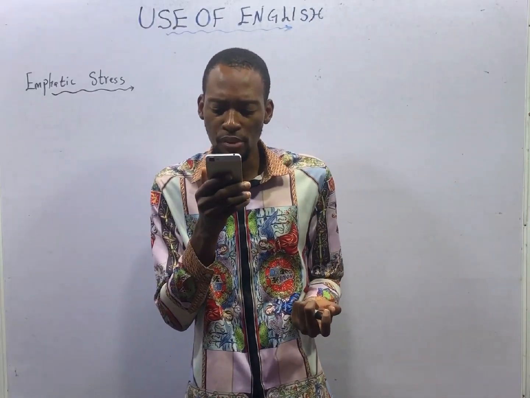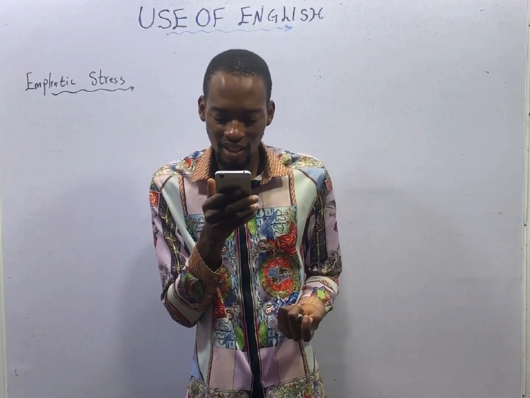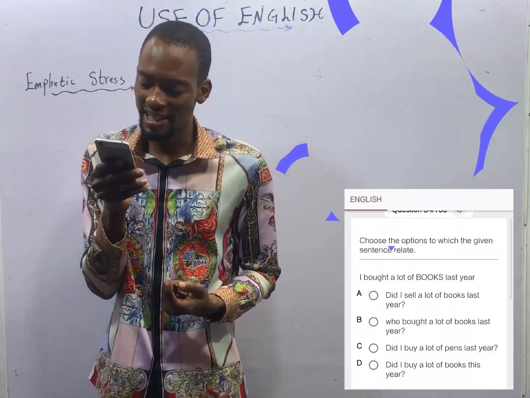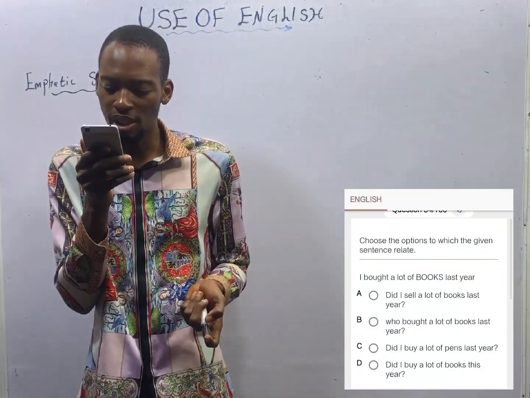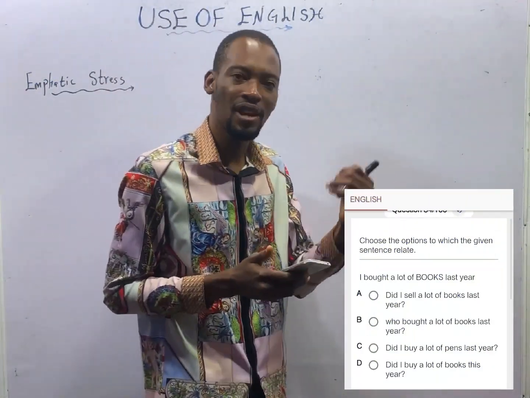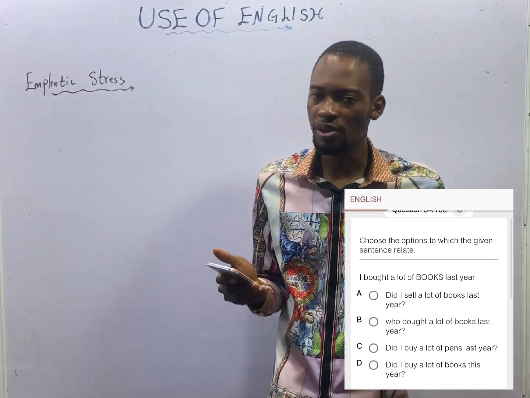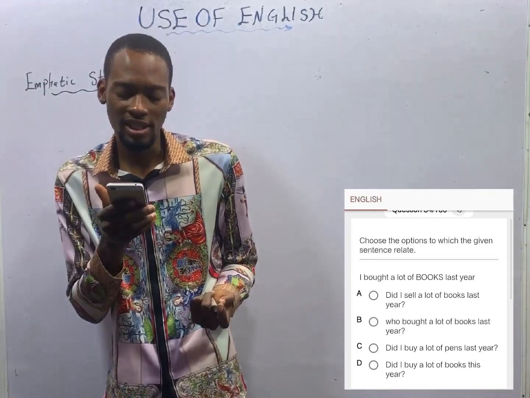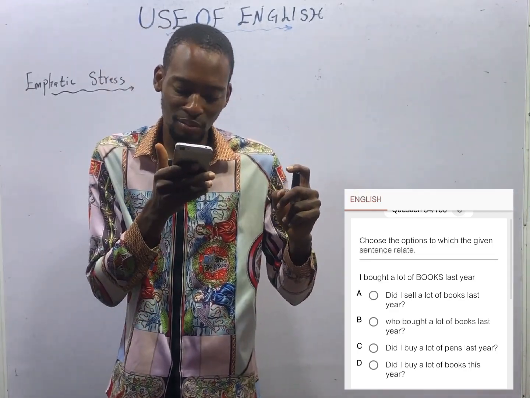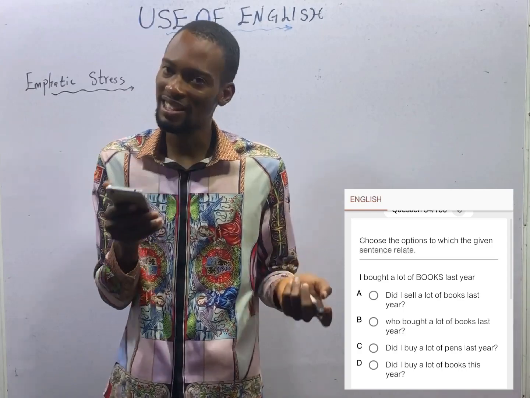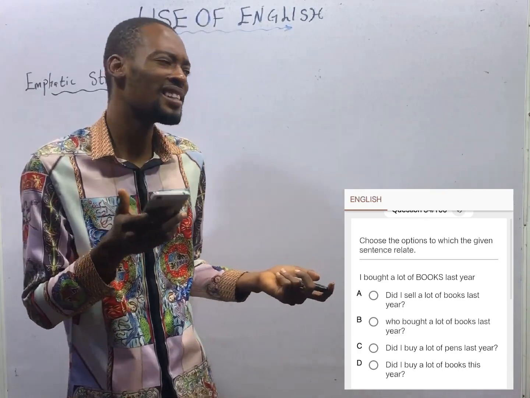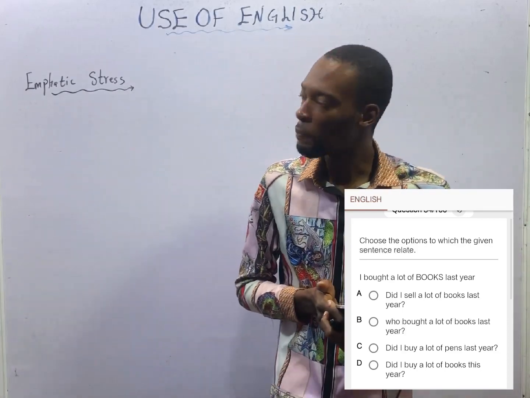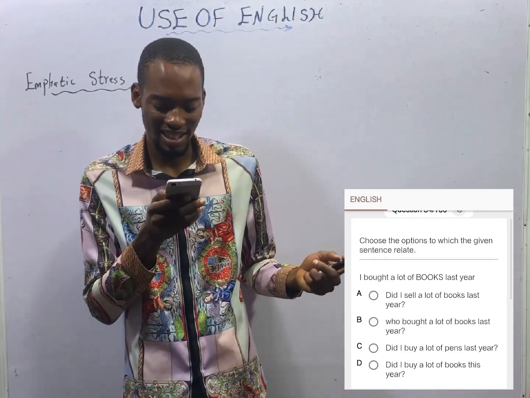I bought a lot of books last year. Books is emphasized. Option A, option B, option D, they contain the emphasized word books. So they are wrong. That makes option C correct. Option C says, did I buy a lot of pen last year? So I have to say no, I did not buy a lot of pen last year. Instead, I bought a lot of books last year.